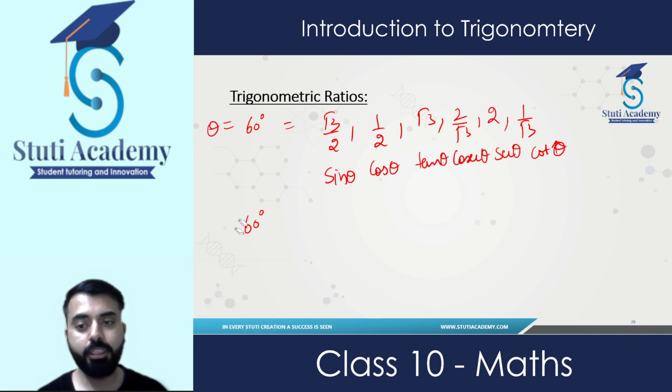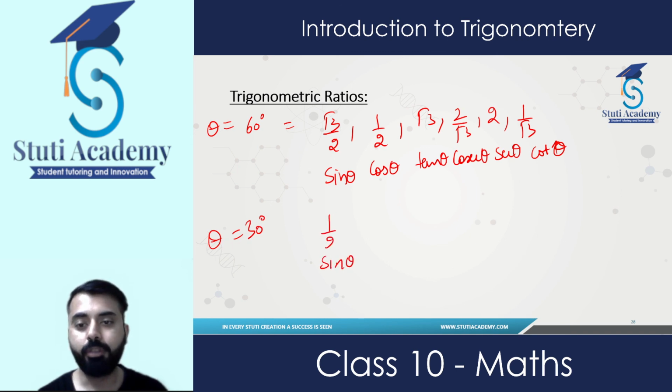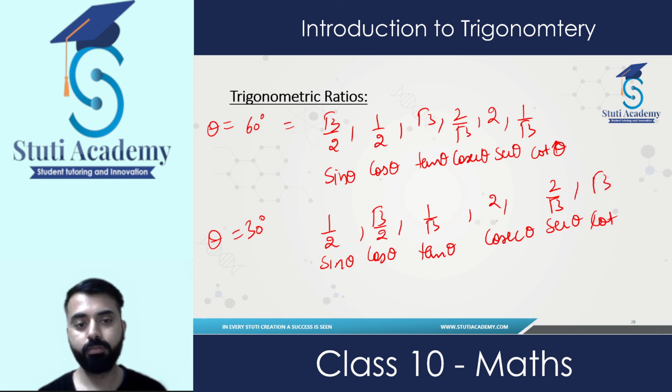Now let's see if theta is 30 degrees. When theta is 30 degrees, sine theta will be 1 by 2. Cos theta will be root 3 by 2. Tan theta will be 1 by root 3. Then cosecant theta will be 2. Secant theta will be 2 by root 3. And cot theta will be root 3. So these are the values when the angles are either 60 degrees or 30 degrees. I hope you have understood the case, right?